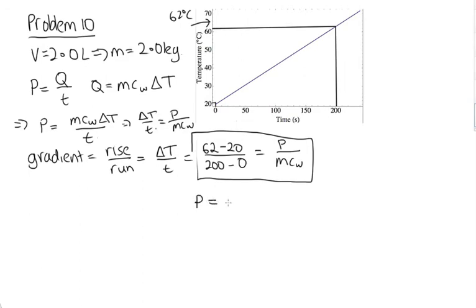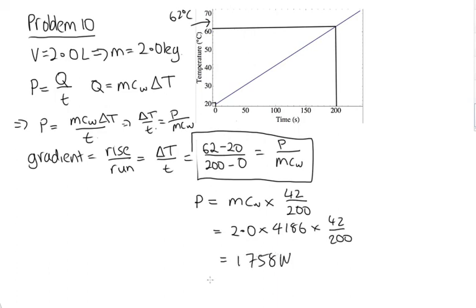So P is equal to mc_w times 62 minus 20, so that's 42 over 200 minus 0, so that's 200. So substituting in, the mass of water is 2 kilograms, so this is 2.0. The heat capacity of water, we're told, is 4,186 times 42 over 200. So solving this on the calculator, we get 1,758 watts. But we were only given the volume to 2 significant figures, so we should give our answer to 2 significant figures. So that's 1,800 watts.